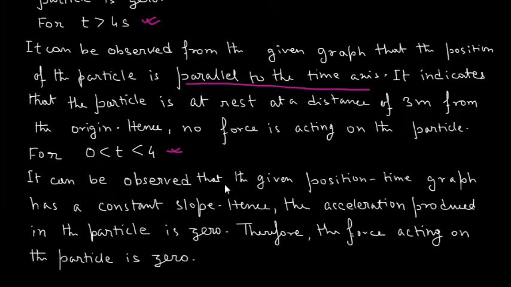For t greater than 0 and less than 4, it can be observed that the given position time graph has a constant slope, hence the acceleration produced in the particle is 0. Therefore, the force acting on the particle is 0.